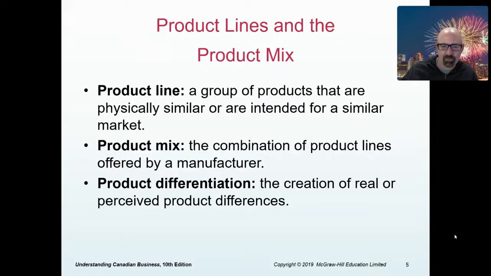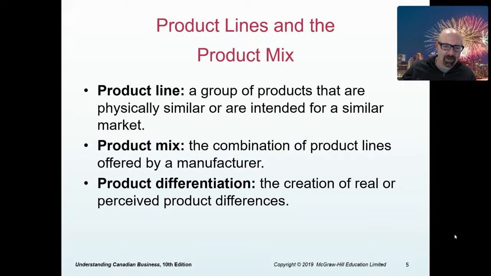So, product line and product mix, things you need to know. Right? A product line is a group of products that are physically similar or intended for a similar market. Okay? iPhones. Okay, if you notice how iPhones come out, they tend to come out with one model first, and then we get derivatives. Right? We have an expensive model, we generally have a mid-range model, and we have a lower cost entry-level model. Okay, iPhones would be a product line.